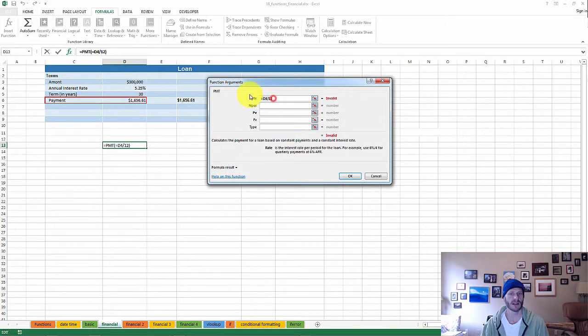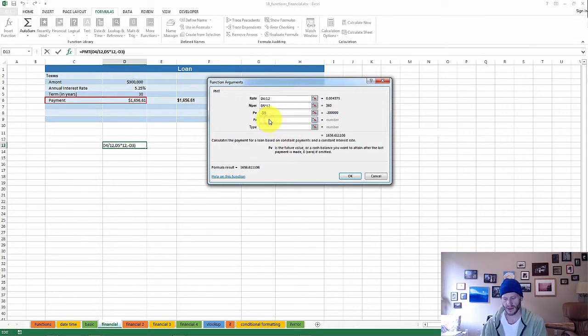So let's try that again. Equals that divided by 12. And then, I don't know why that's invalid. We'll come back and play with that in a second. D4, and it should be fine. Number of periods should be 30 years, so it should be that, times, oh, I know why it's invalid. 12, because there's 12 in each period. Let's get rid of the equal sign. There we go. And the present value is, I'm borrowing, so it's going to be a negative of that amount.